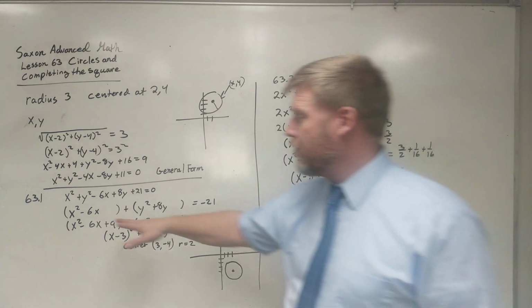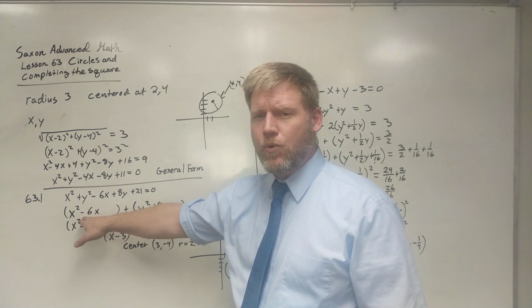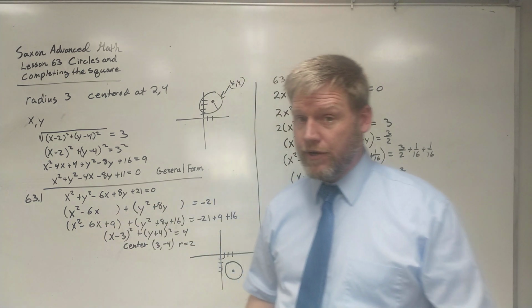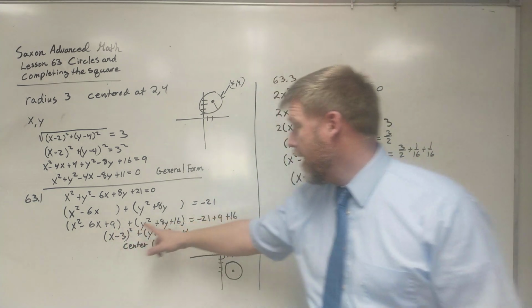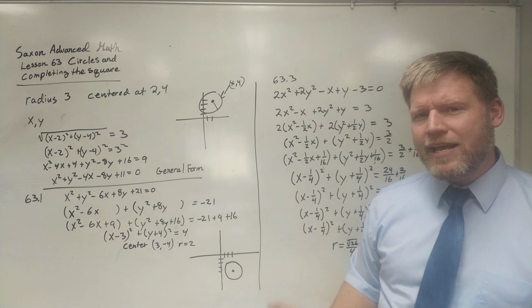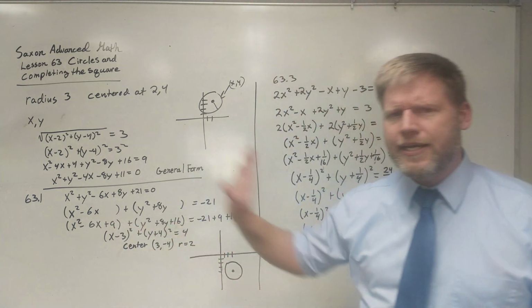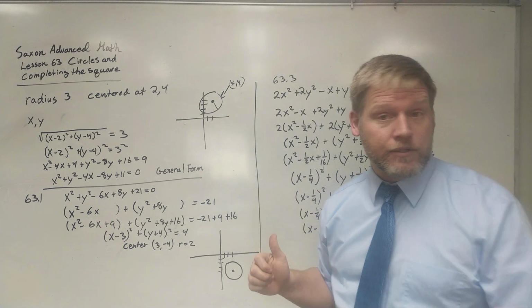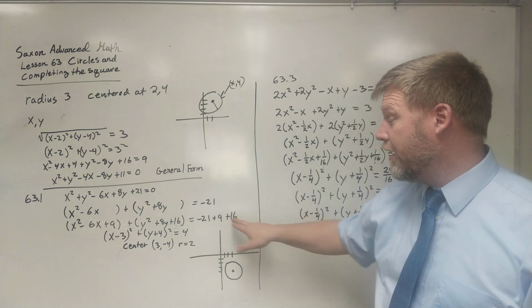Now, if this was a perfect square trinomial, half of this term squared would be the third term. Well, half of negative 6 is negative 3, squared is 9. Half of 8 is 4, 4 squared is 16. But wait, I can't just add a 9 and a 16 to that half of the equation without adding it to the other half. Remember, this is completing the square. So I add a 9 and a 16.